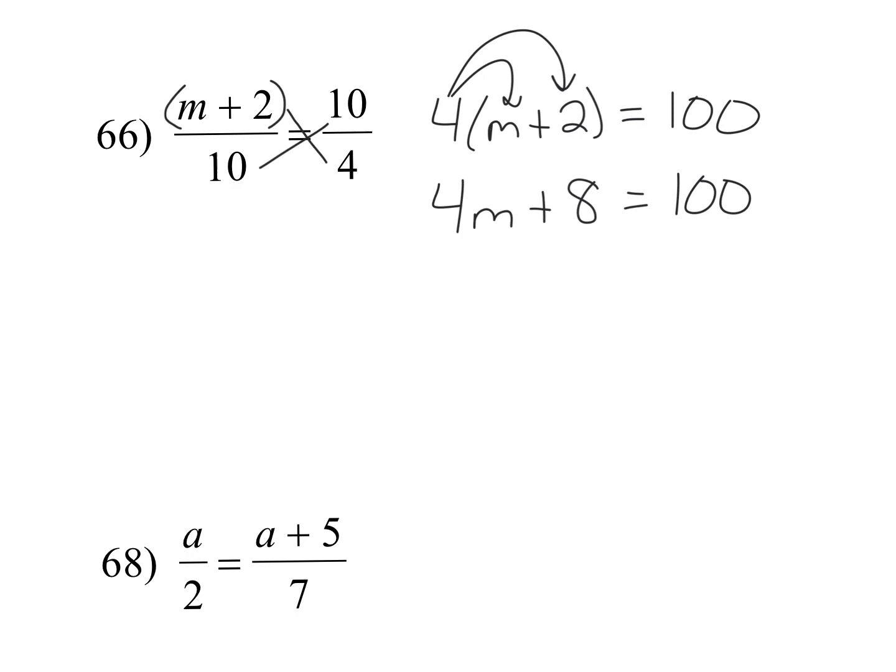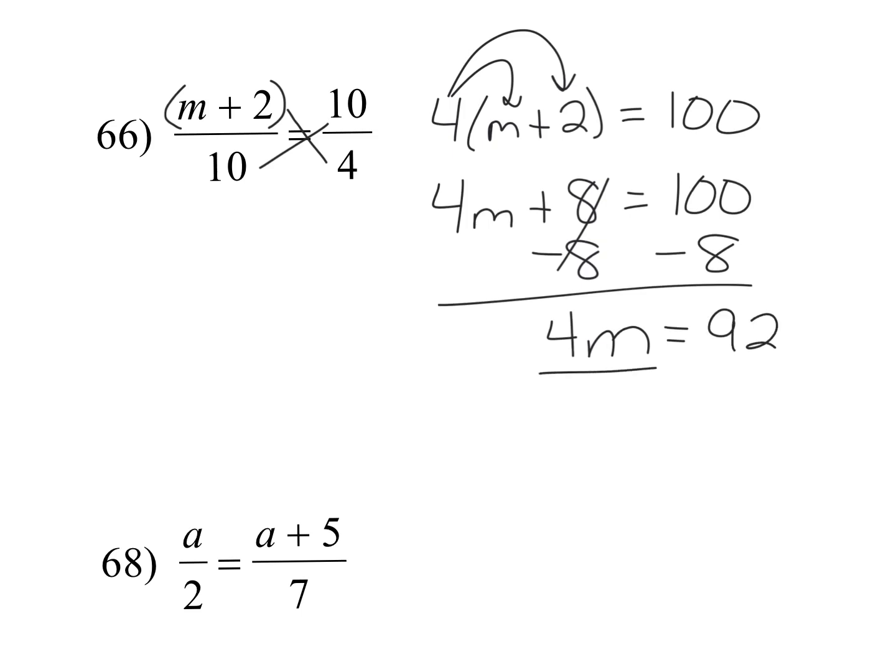Next. Subtract 8 on both sides. So we have 4m equals, sorry, 92. Divide by 4. What do we get? 23. M equals 23.